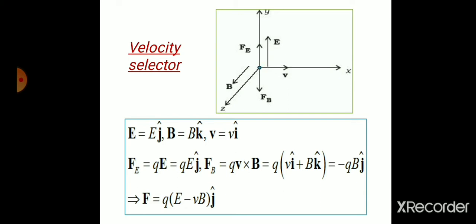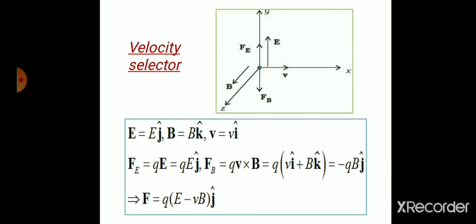Suppose the electric and magnetic fields are applied in two perpendicular directions along the y-axis and z-axis respectively. Then the electric field vector E can be written as magnitude of E into unit vector j, and vector B is equivalent to magnitude of B into unit vector k. Then the velocity of the particle will be along the x-axis, which is given by vector v is equivalent to v into unit vector i.